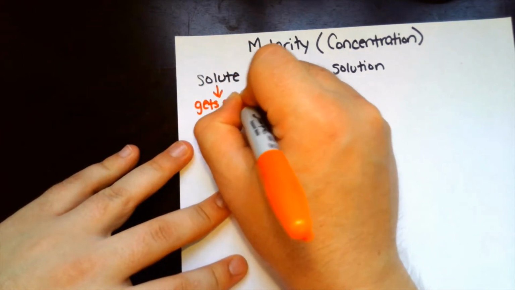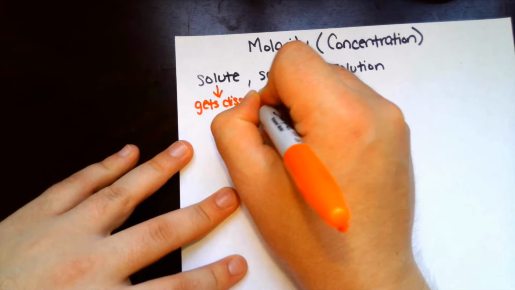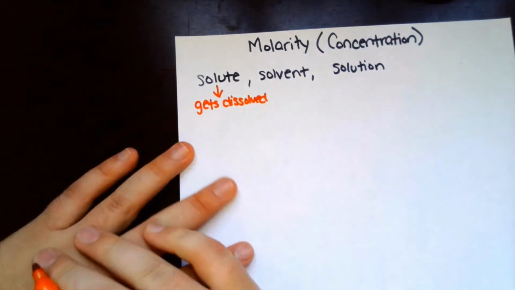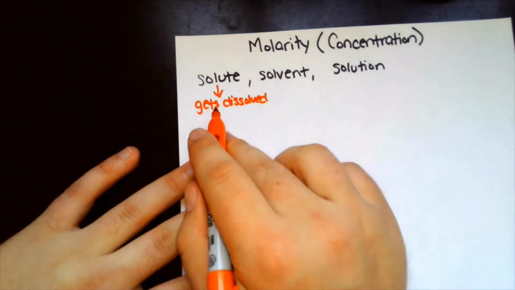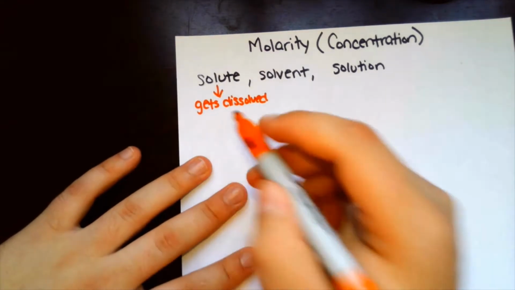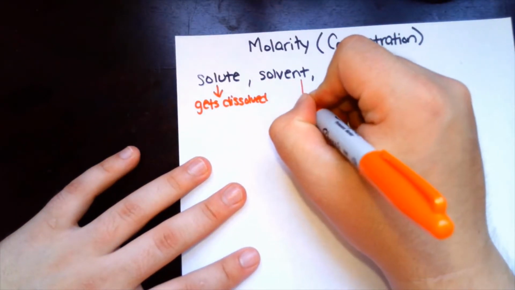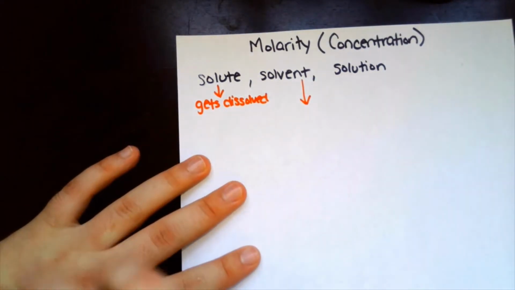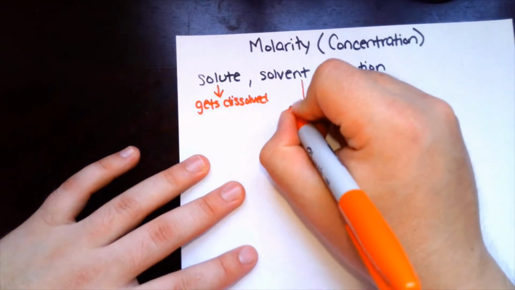So let's say you're making salt water. You dissolve table salt, NaCl, into water. The salt is the thing that's getting dissolved. So the salt is your solute. In that same example, water would be your solvent, because the solvent is the thing that does the dissolving.